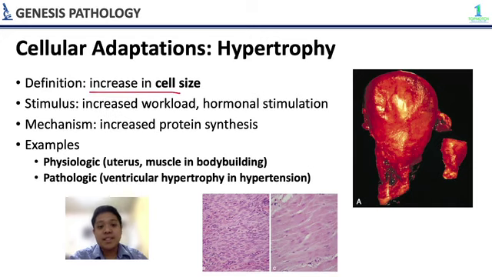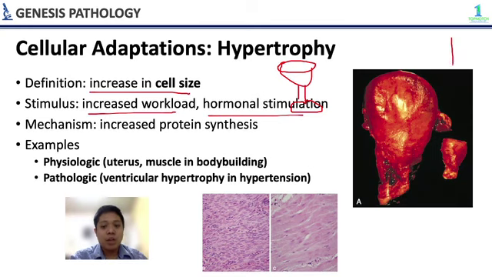Hypertrophy means an increase in cell size. So to remember this, mag-draw kayo ng trophy, tapos isipin nyo lang, malaki na trophy, parang first place prize. So, nagkakaroon lang ng increase in cell size. So, the stimulus usually is increased workload and hormonal stimulation, such as in pregnancy. So, in this picture, you have a non-gravid uterus contrasted with a gravid uterus. So, sobrang laki ng gravid uterus.